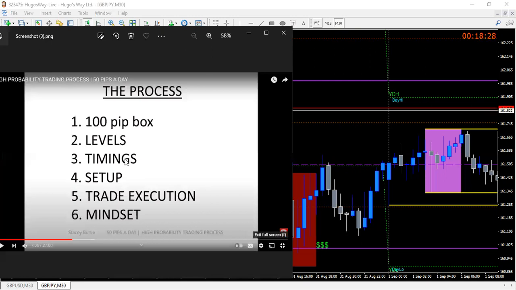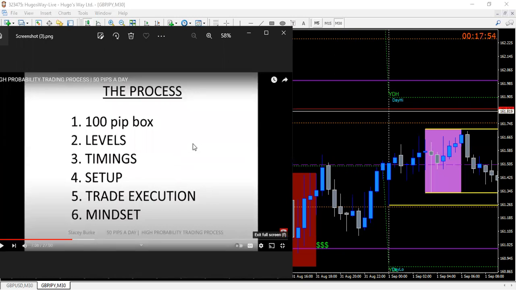Timings. Equity hours. What time are you trading? What session are you trading? Setup. What setup do you prefer? Pump and dump, 1-2-3, 33 trade, break and retest. What is your setup? Trade execution. When you see your setup, execute the trade. And the mindset is managing the trade. How are you going to manage your trade?